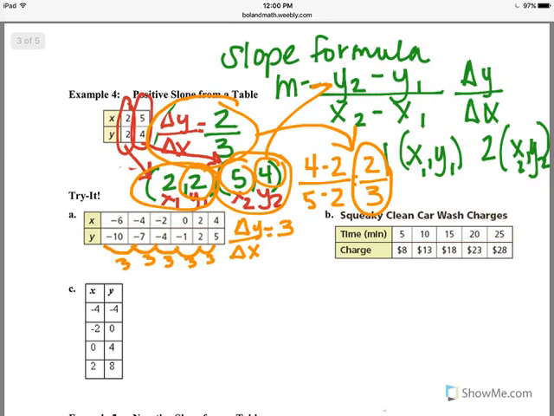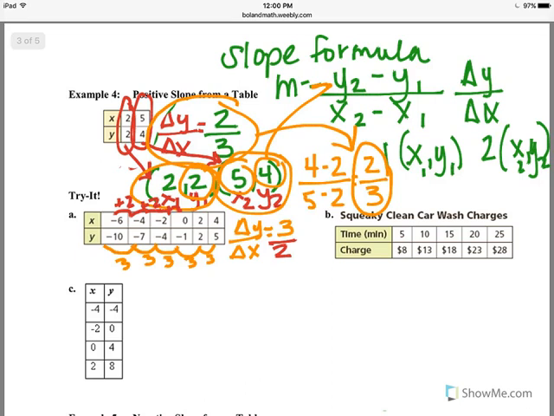Then you would look across and you'd look at the x. Each time, you have to figure out what x is doing. Negative 6 to negative 4, it looks like it's changing by 2. And then the next one, from negative 4 to negative 2, that's plus 2. Negative 2 plus 2 equals 0. So that's a change of 2 for x. That's how you look at it, by just looking at your x values in your graph and then your y values in your graph.